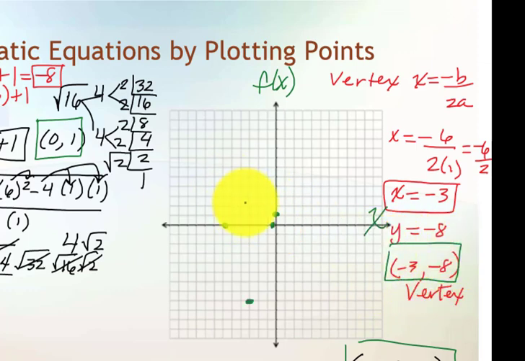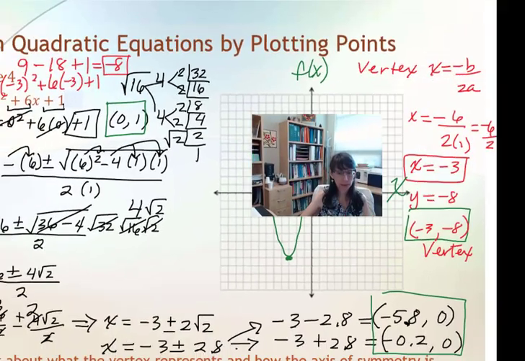And now we're ready to connect our ordered pairs. And at that vertex point, we should try to make this nice and rounded. Don't forget to put the arrows on your parabola.